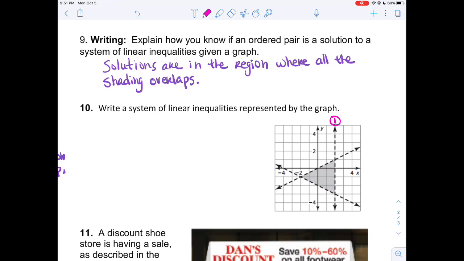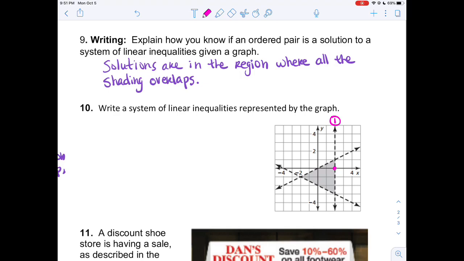I'm going to use pink for line number 1. I notice that it's dashed. That's the first thing I notice. I also notice that it's a vertical line. If it's a vertical line, I know that I'm going to have an x equals something. There is no y in the mix because I don't ever even cross the y-axis.